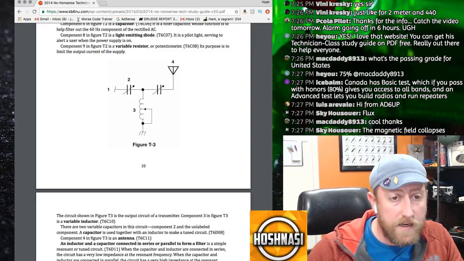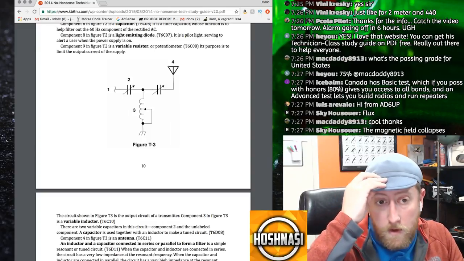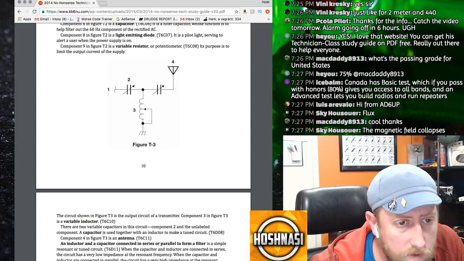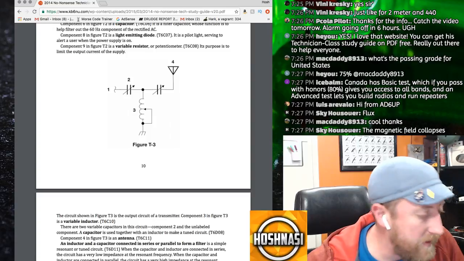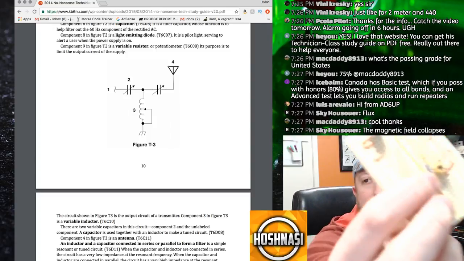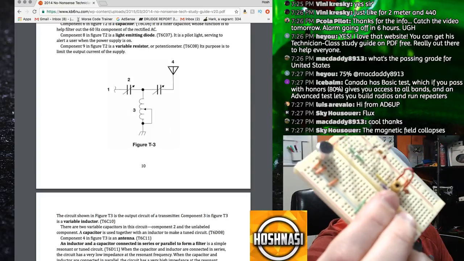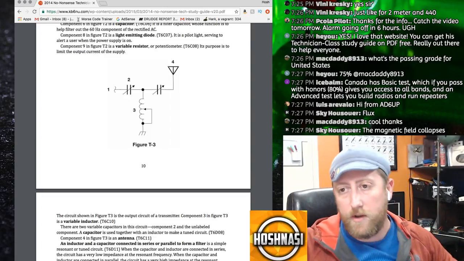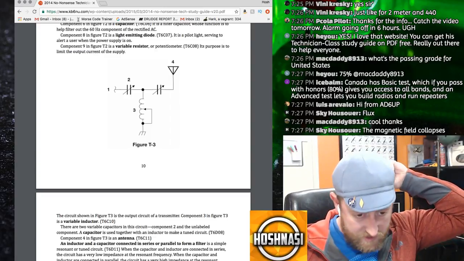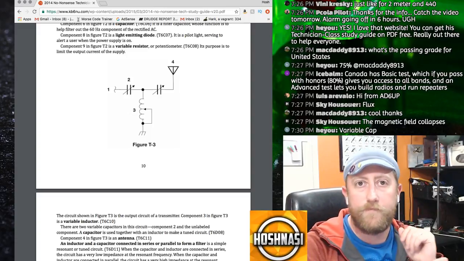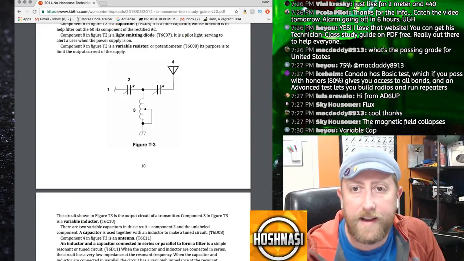Component 2 is a capacitor. And then what is circuit 3? I don't even remember what circuit 3 is. Oh, variable inductor. A variable inductor is that guy right there. Variable usually implies some level of control or modulation that you can do, whether that's via a potentiometer or pot cap. You get the idea.